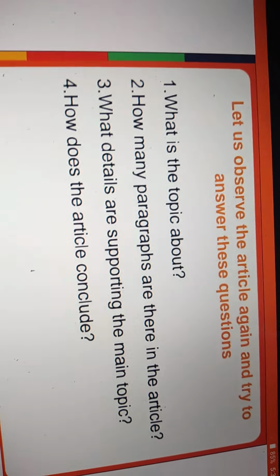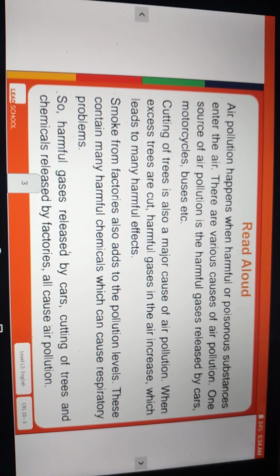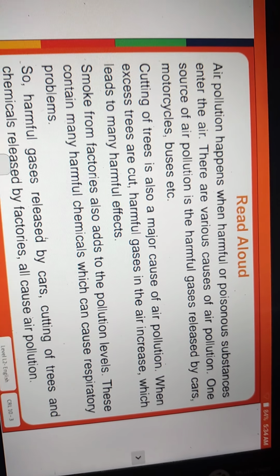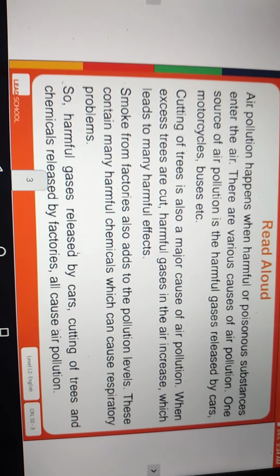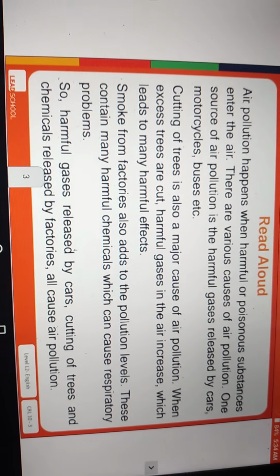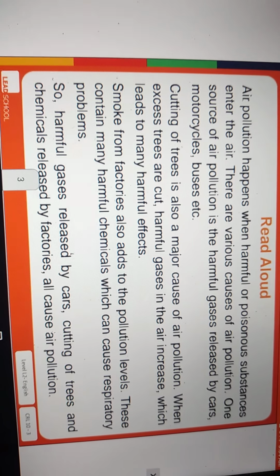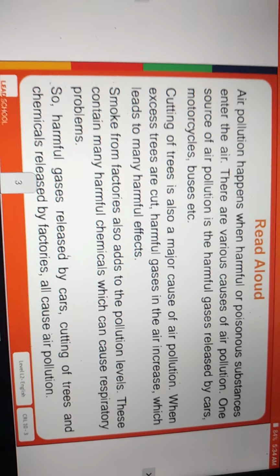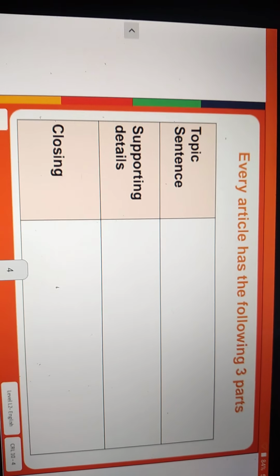Let's check our answers to see whether they are correct. Children, now observe how many paragraphs. We already said the topic is about air pollution, and there are 4 paragraphs. The article has been concluded by telling the reasons for air pollution. Yes, all our answers are correct. Let's see what to do next, children.